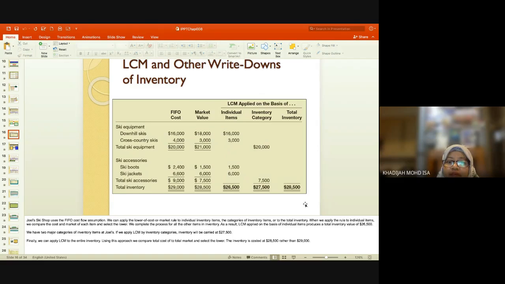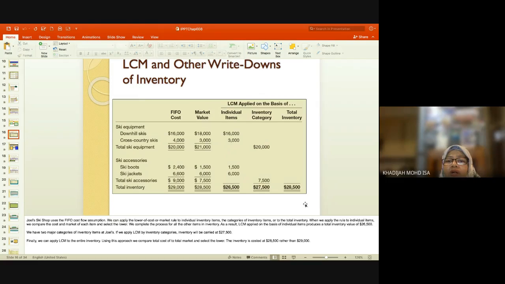So that's why we see here, for example, ski equipment. Using FIFO, this is the list of inventory. Downhill skis have a closing stock of 16,000, but the market value is 18,000. So applying LCM, whichever is lower, we're going to take 16,000 as the closing stock for your downhill skis. But for cross-country skis, you have FIFO cost reported as 4,000, market value is 3,000, so you take the lower, 3,000.